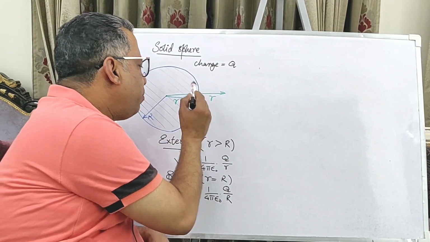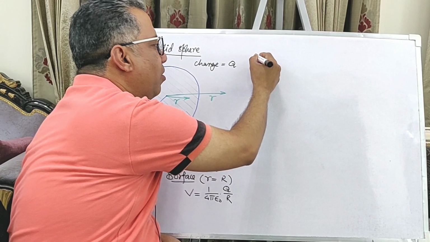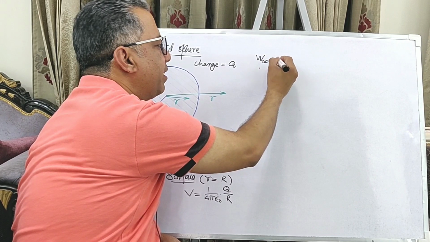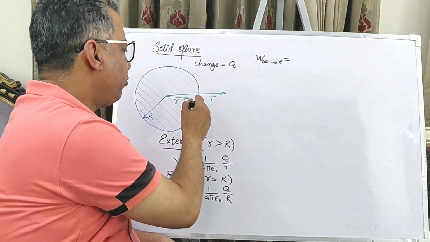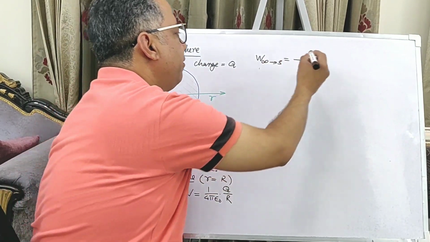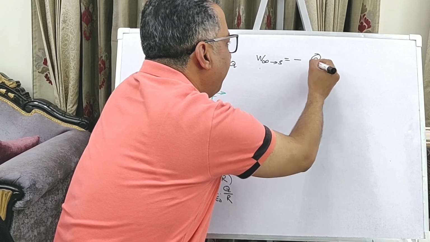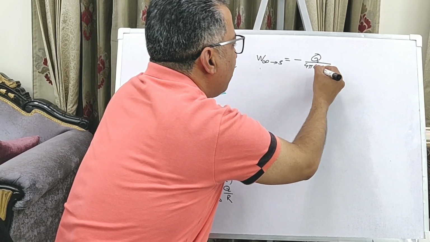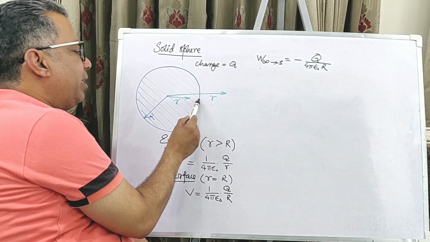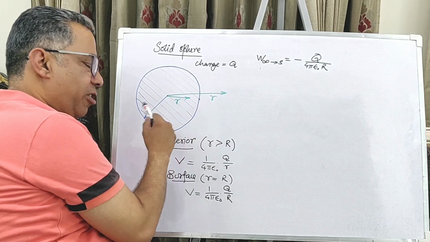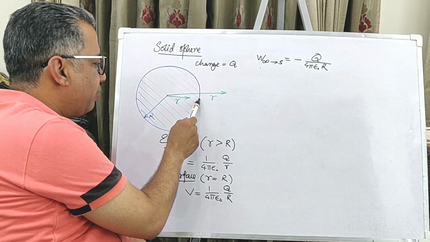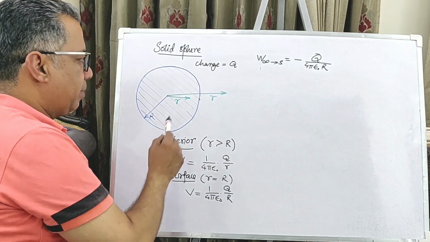Now since we know the potential at the surface, the work done on a unit positive charge as it is brought from infinity to the surface will be the negative of the potential at the surface. So the work done from infinity all the way up to the surface is Q by 4 pi epsilon naught R. Then we need to further calculate the work done by the electric field in moving that unit positive charge from this point to this point.